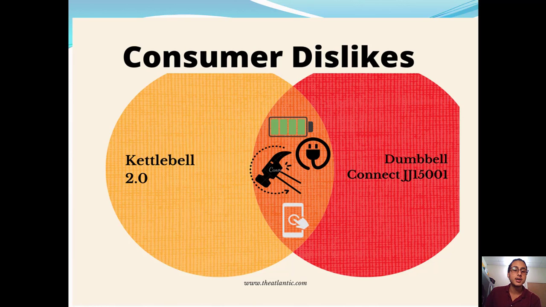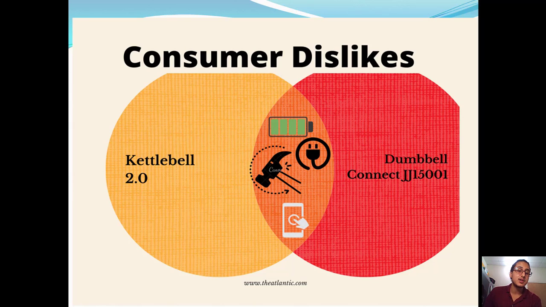You have a Venn diagram here of the common issues that consumers have with these products, the Kettlebell 2.0 and the Dumbbell Connect. We have here the battery being the number one issue, as well as the charging using the 3-foot USB cable provided with the packaging. Obviously that's not the best to provide a consumer with.